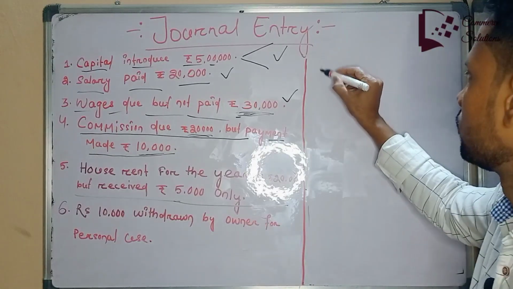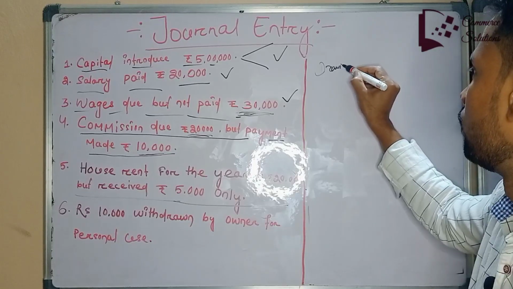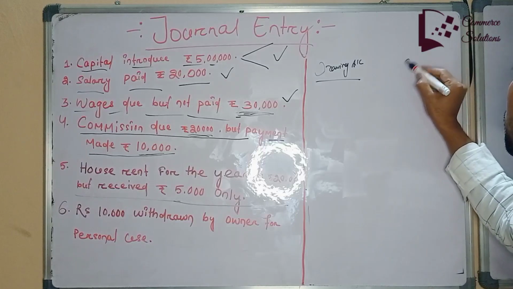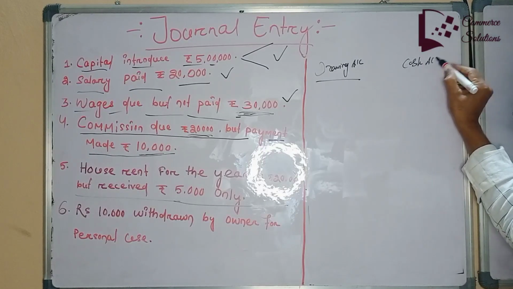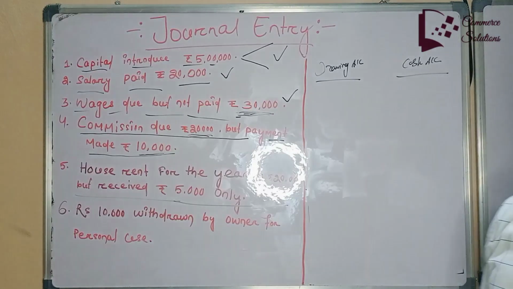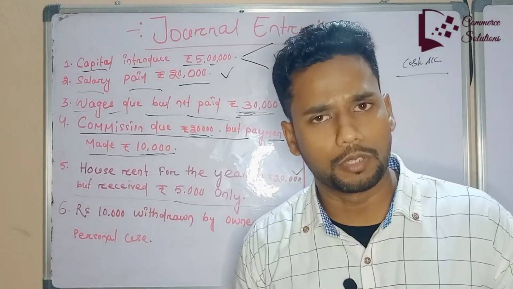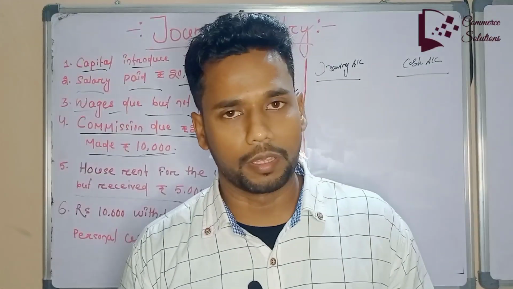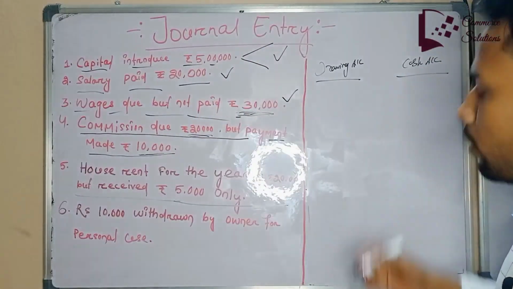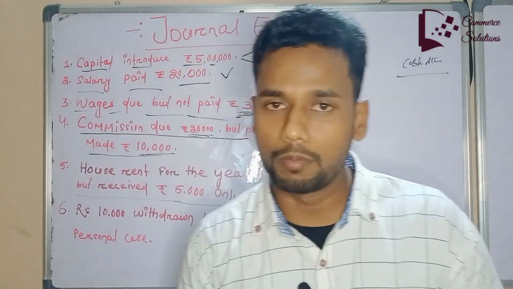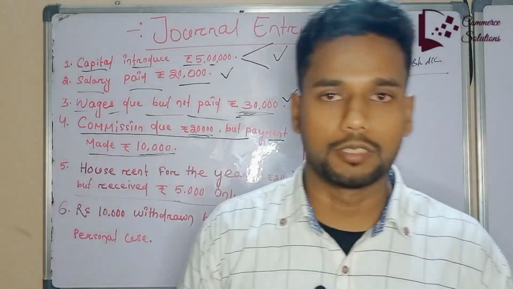One is drawing account, another is cash account. Here the owner is drawing some cash from the cashier for his personal use, and this is called drawing. And cash account, he is receiving cash from our cashier, from the cashier of the business.